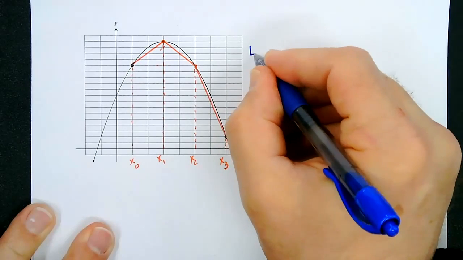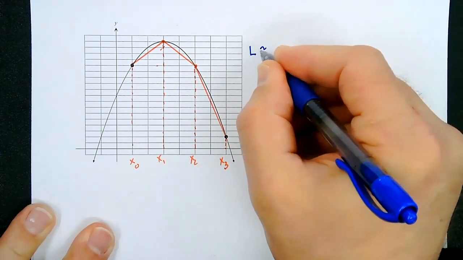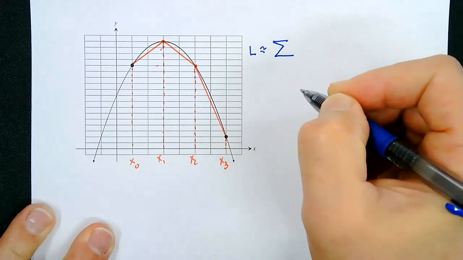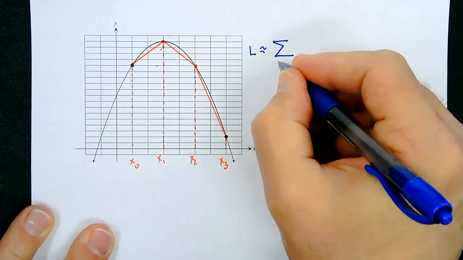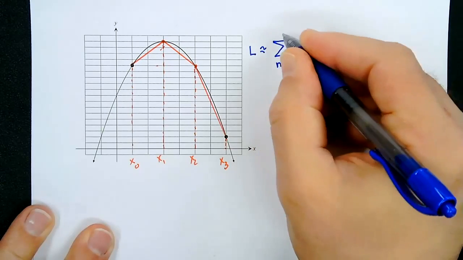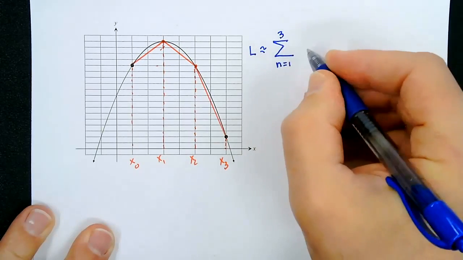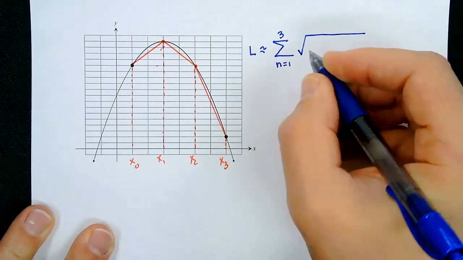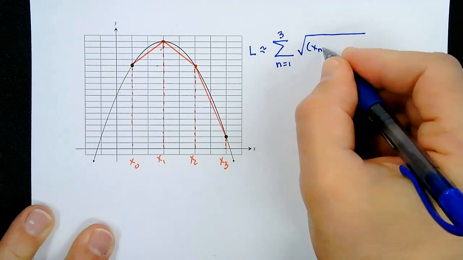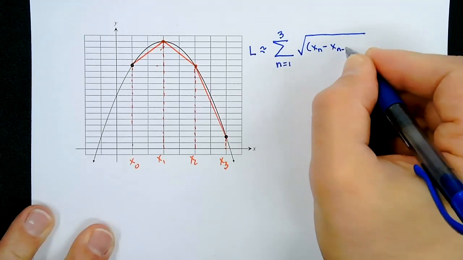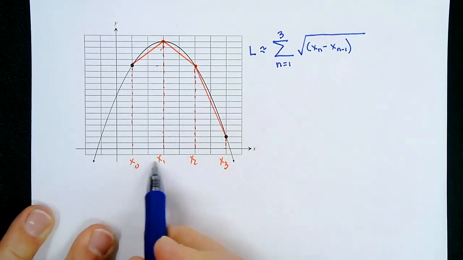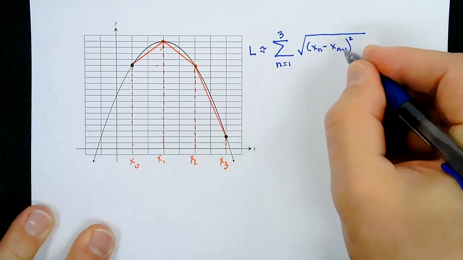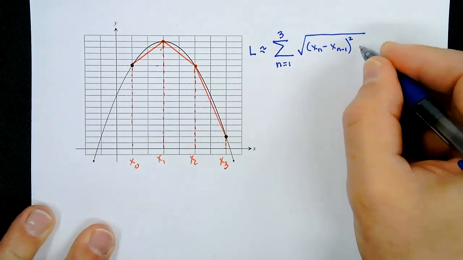So the length, I'm going to make sure I leave myself enough room this time. So the length would be sigma. And we want to start this by making one segment, so n equals 1. And we're going to stop this at the third segment. So this is going to be the square root of, and it would be actually the same formula. So it'd be x sub n minus x sub n minus 1, because we want to find the difference between these and then the difference in the y values of those. And so this would be squared because of the Pythagorean theorem or distance formula.